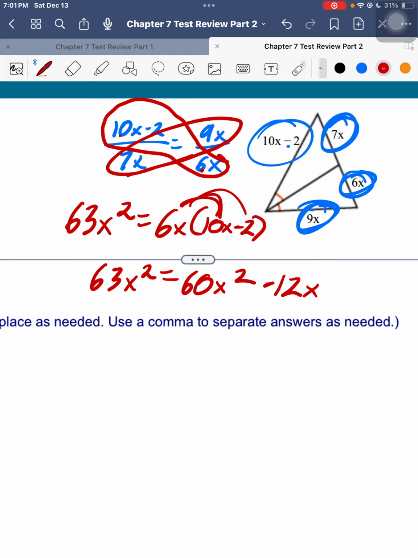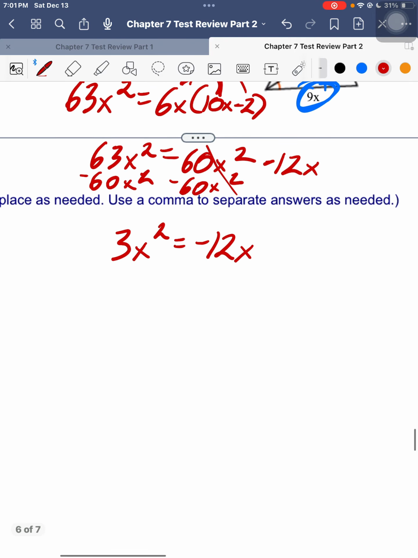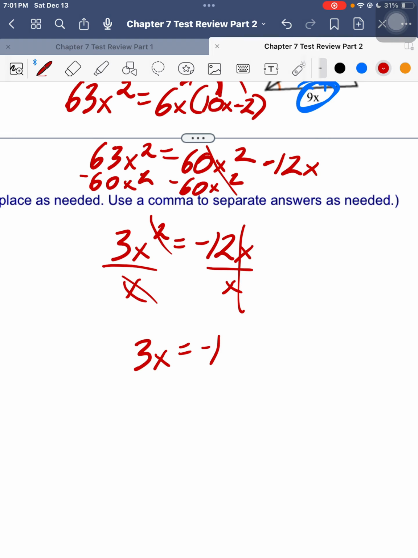So now I'm going to subtract 60x squared from both sides. So I'm going to have 3x squared equals negative 12x. Now, I can actually divide both of these by x to get rid of one of these x's here. So now I'm going to have 3x equals negative 12, and now I can divide by 3. So my x is equal to negative 4.